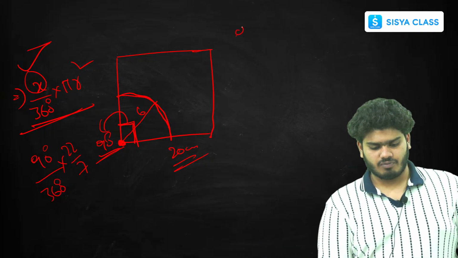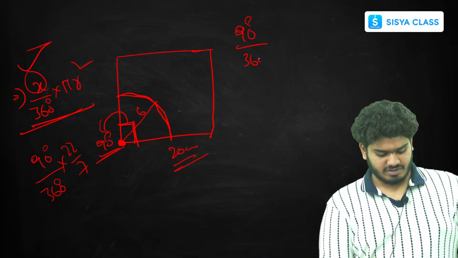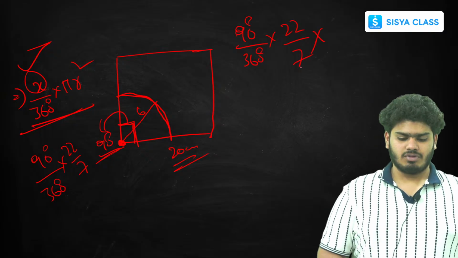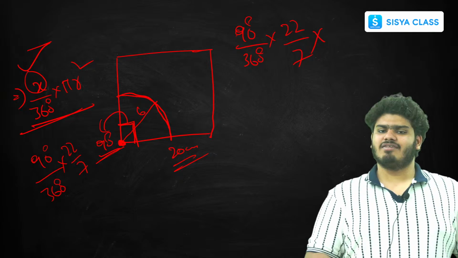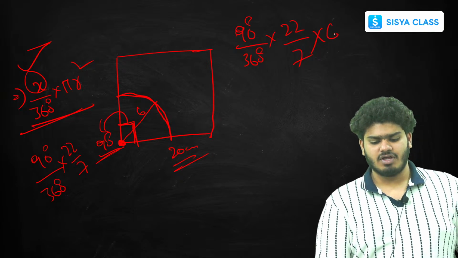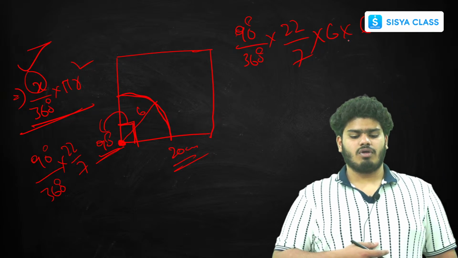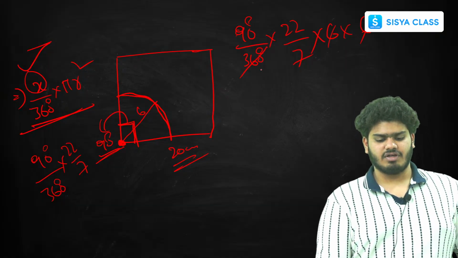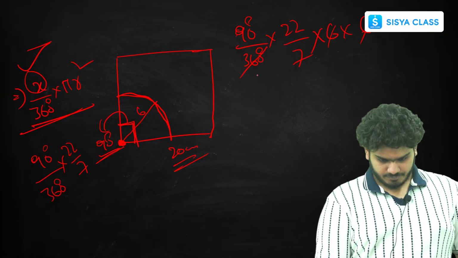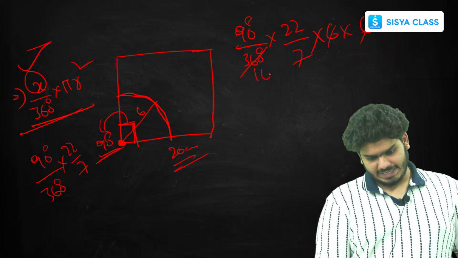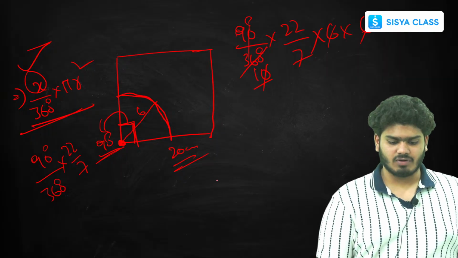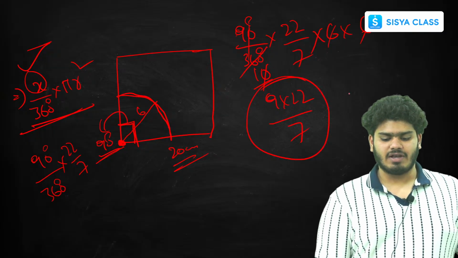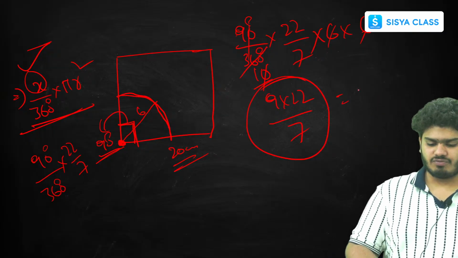Okay, so I will be writing here. See, 90/360 into 22/7 into, what's next? The radius is 6 meters, absolutely. Then 6 into 6. So 6 and 6 get cancelled with the 360, where it will be 10 times, and 10 and 10 get cancelled. Okay, so 9 into 22/7. If you find out this value, this will be the area of the shaded region.